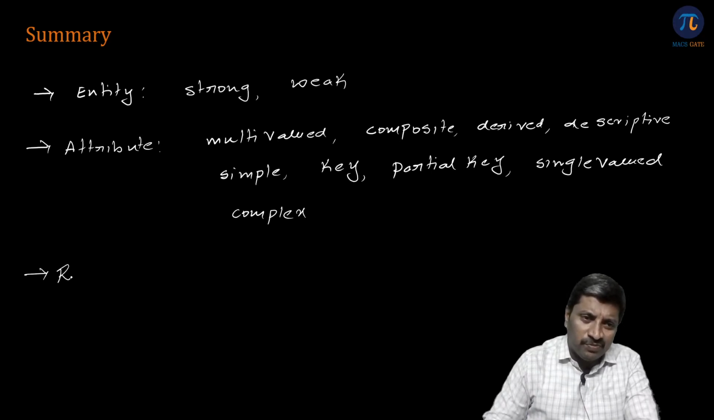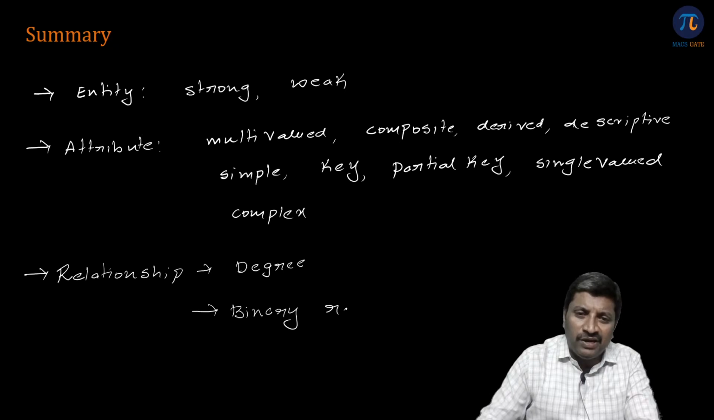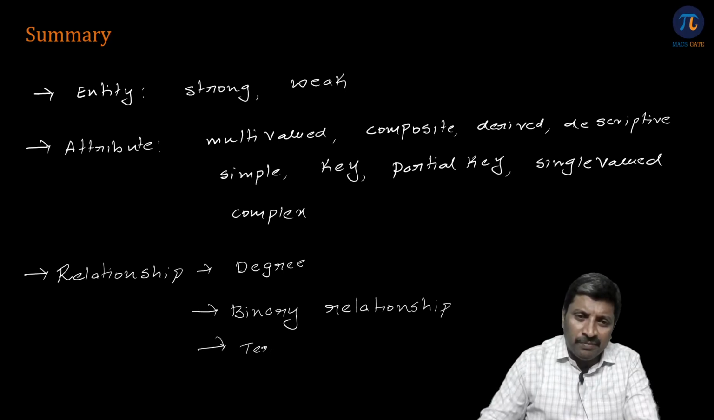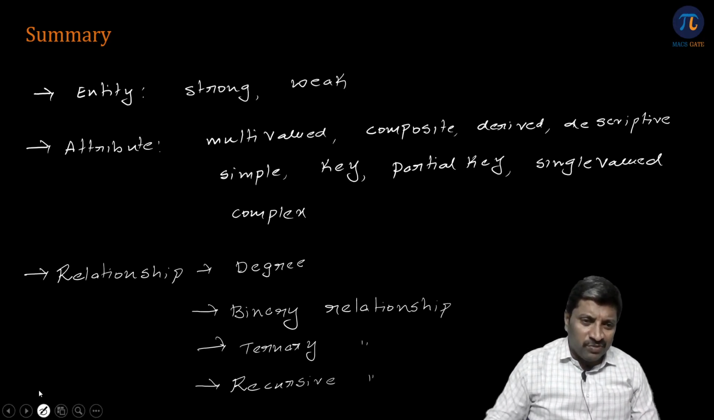Then relationship. For relationship, we mainly discussed what is degree. Depending on degree, we discussed what is binary relationship. Then ternary relationship and recursive relationship. So these are the symbols we have seen, sir. And mainly, what are the symbols, sir?